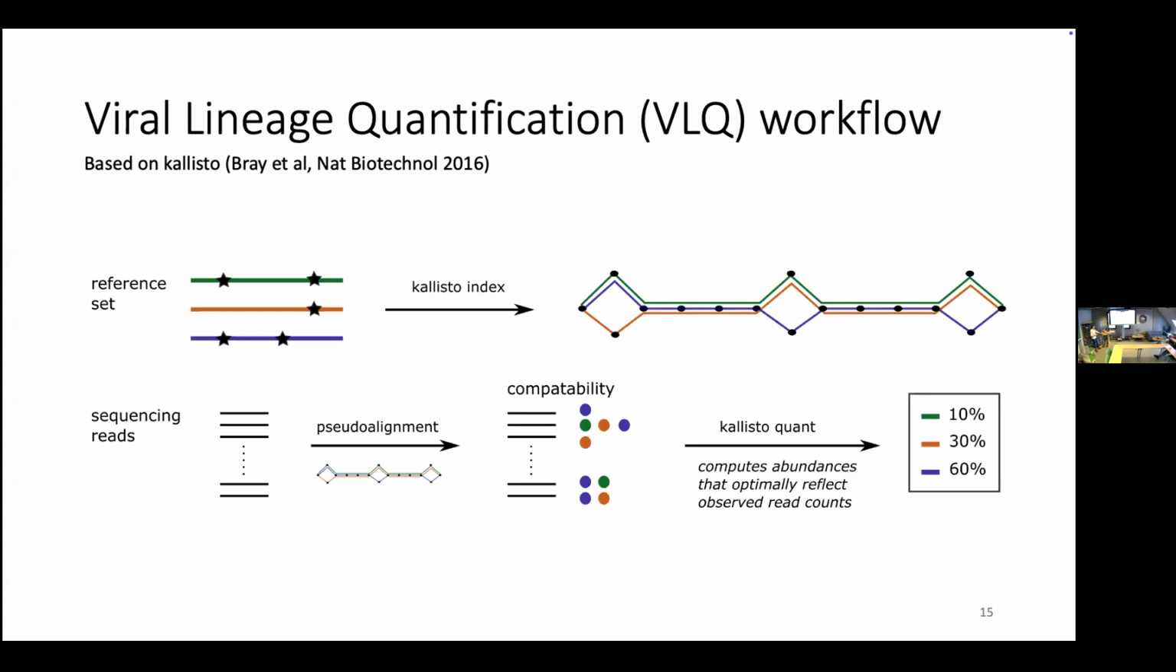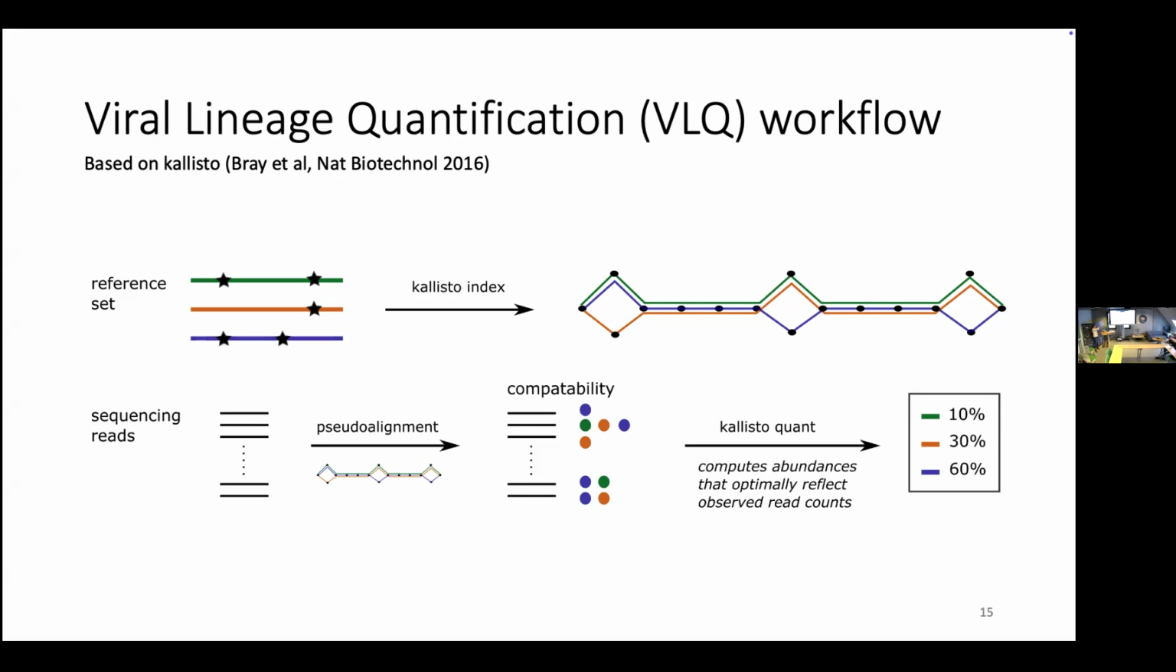So the workflow for this is that you start with your collection of genomes that you're interested in, so your reference set. And you build an index for this, which is basically what we call a colored de Bruijn graph. So it's a graph that records these sequences, and it shows you where they're the same or where they are different. In that sense, you see that the paths branch when they're different. They come together again when the sequences are the same.